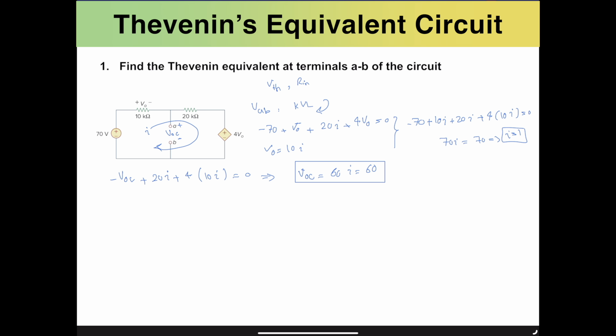However, we need to nullify all of the independent voltage sources. For instance, in this case, this voltage source is going to be short-circuited. We won't be working on this dependent voltage source, by the way. We would only nullify this independent voltage source. So let's try to simplify the circuit in that sense.